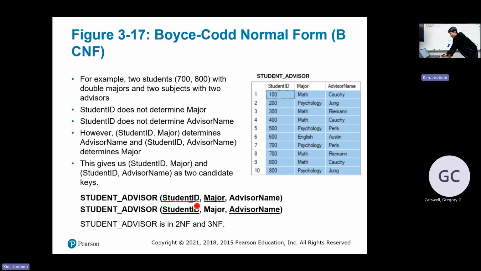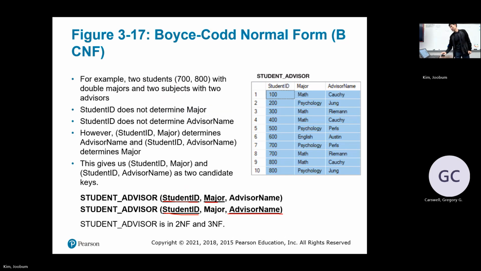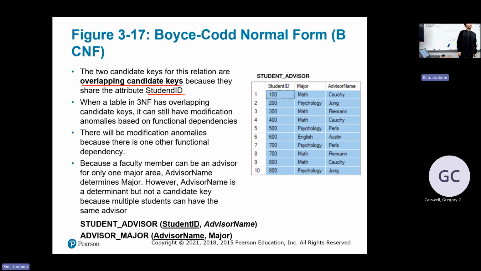So student ID and major, or student ID and advisor name, there are two determinants. In other words, two candidate keys. Okay, so it is called overlapping candidate keys. In here, student ID overlaps in two candidate keys. Make sense? Student ID is used twice, one is this and one is this. This is overlapping candidate keys.